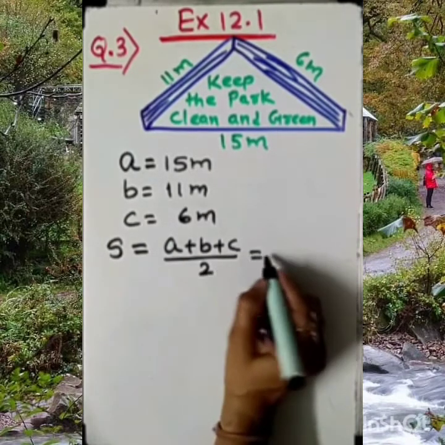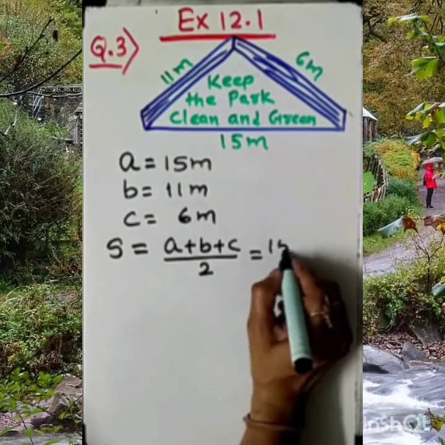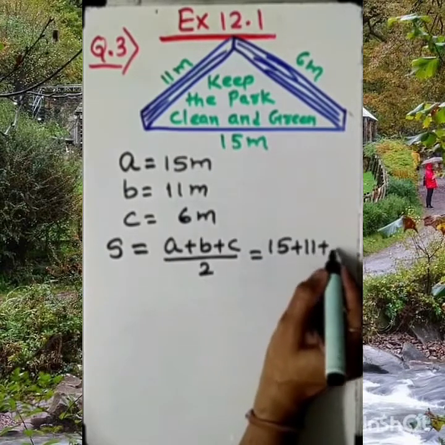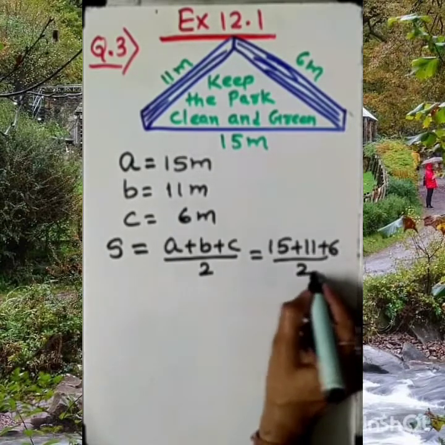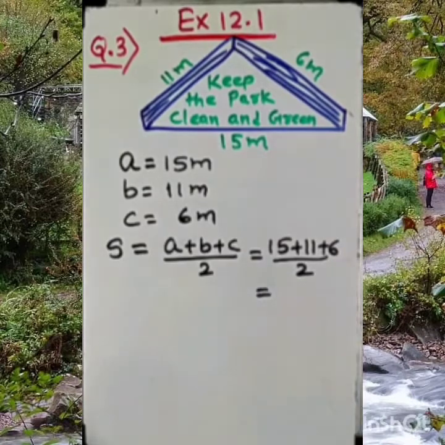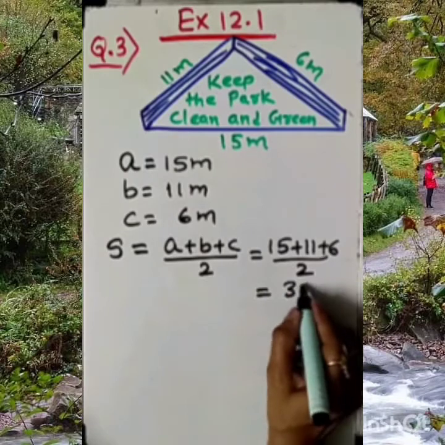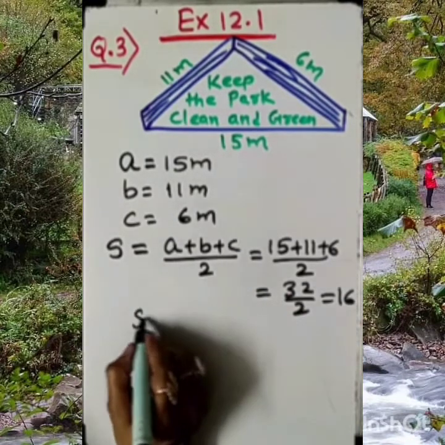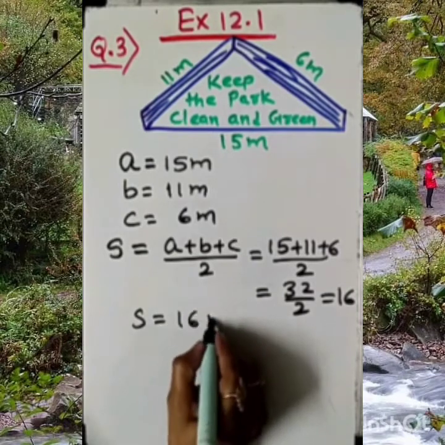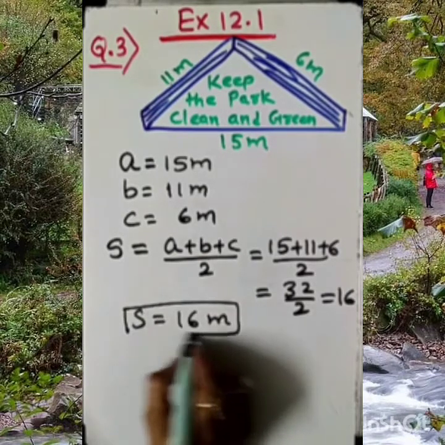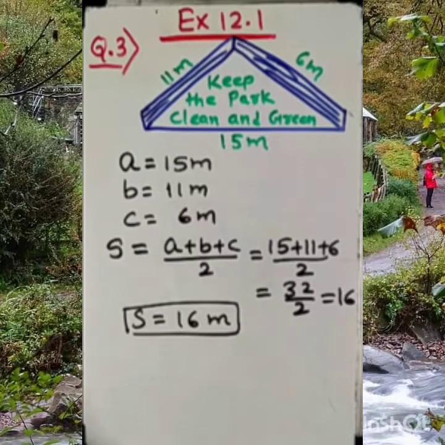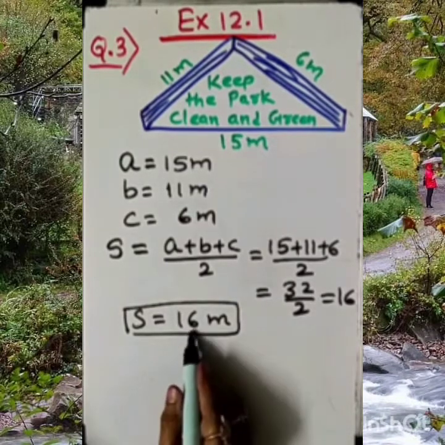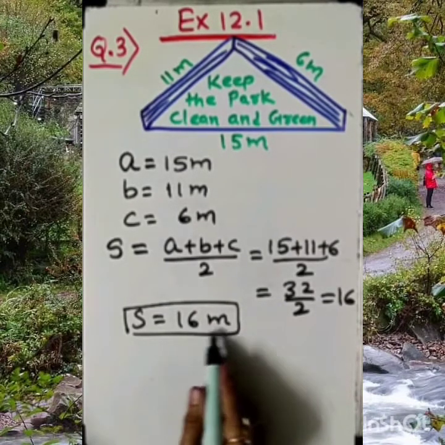So let's substitute the values in place of A, B and C: 15 plus 11 plus 6 divided by 2. The sum of this is 32. 32 divided by 2 is 16 meter. So, dear student, the value of S, the semi-perimeter, is 16 meter.